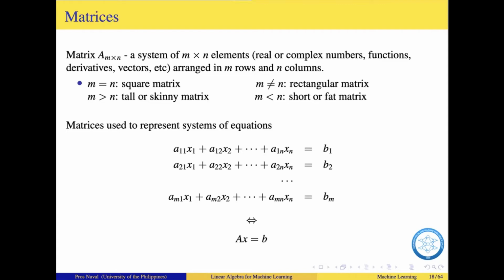Matrices. So matrices are one of the most important mathematical objects used in practically all fields of science and engineering.